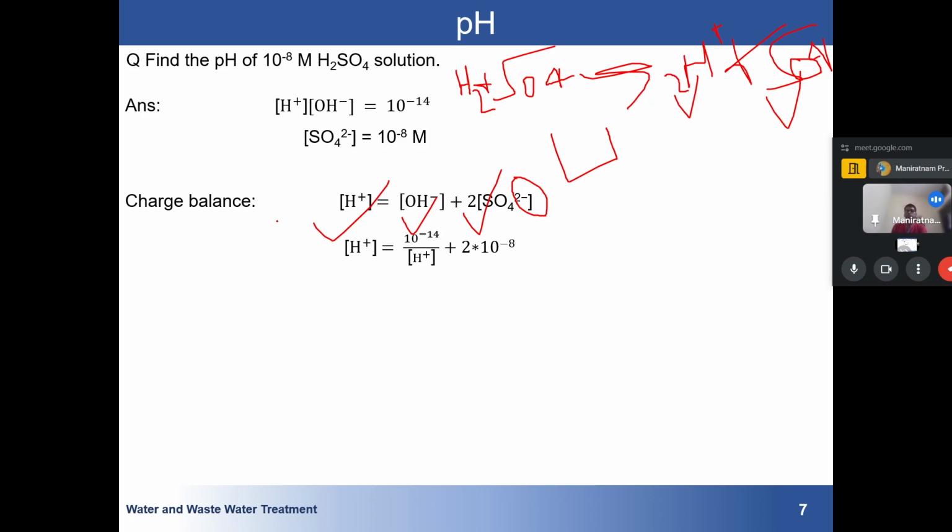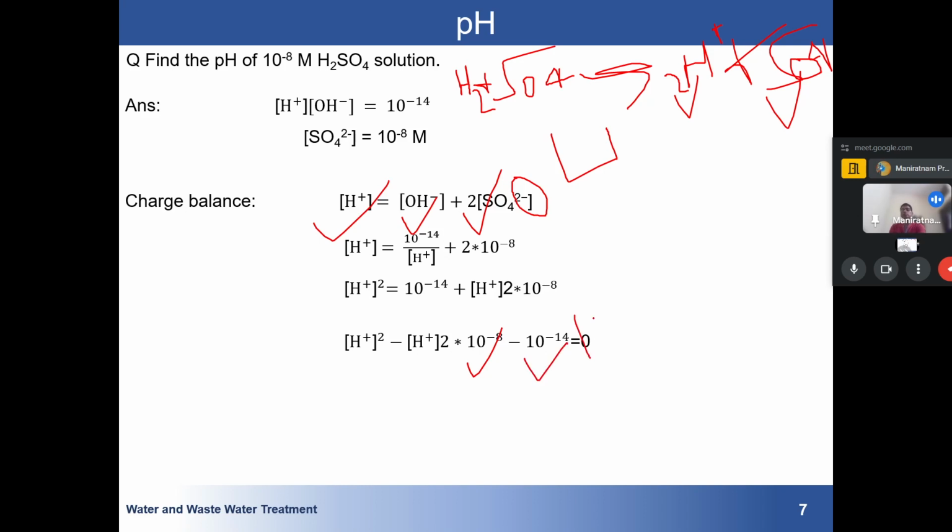Again, I will be doing the same thing. Now remember, in the next step, H plus is 0, and this OH minus is 10 to the power minus 14 divided by H plus, plus 2 into 10 to the power minus 8. Now remember this, I have finally arrived at this equation. See, this is 10 to the power minus 8, and this is 10 to the power minus 14.